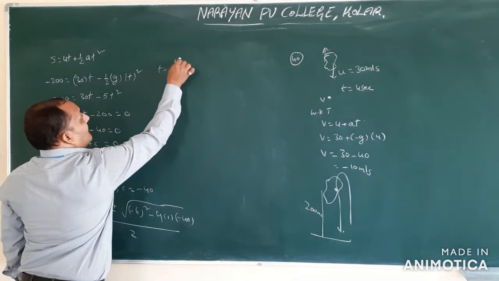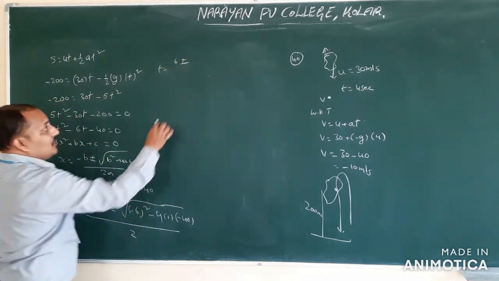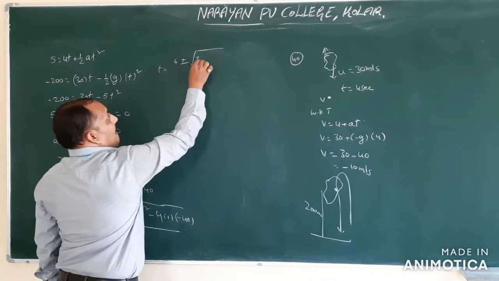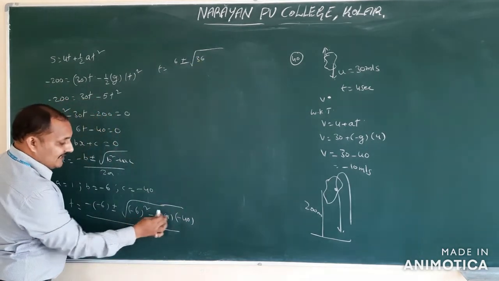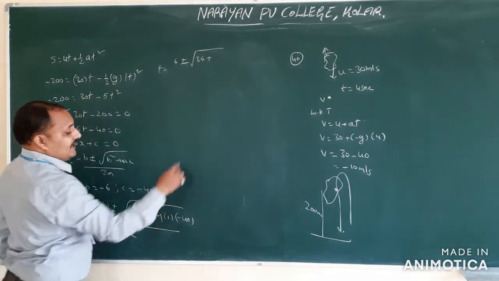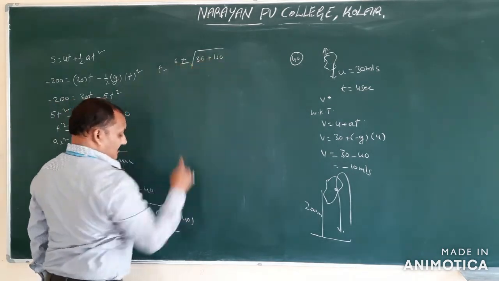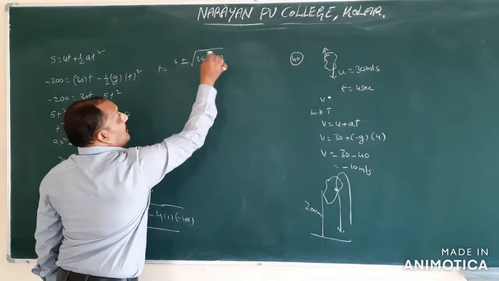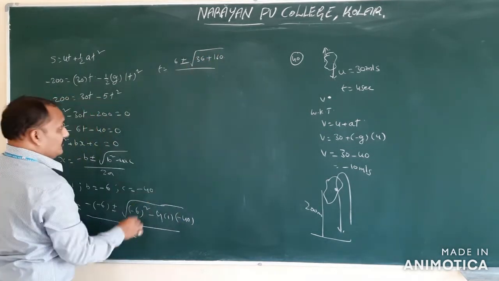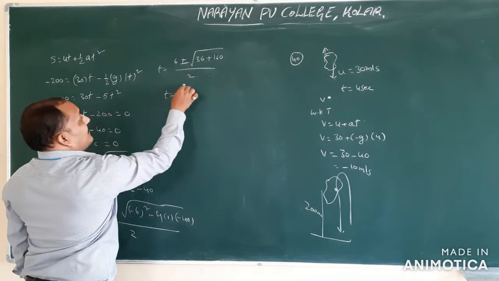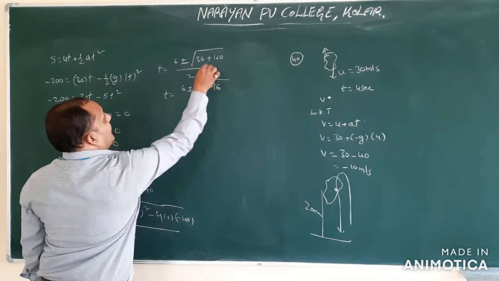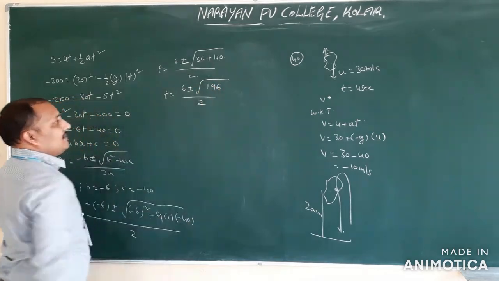Therefore, t is equal to 6 plus or minus root. This is minus 6 whole square. That is nothing but 36. Minus into minus plus. So 4 into 4, 16. One 0 is there. That 0 I am writing it. Next is divided by 2. So then t is equal to 6 plus or minus 6, 9, 1 is divided by 2.